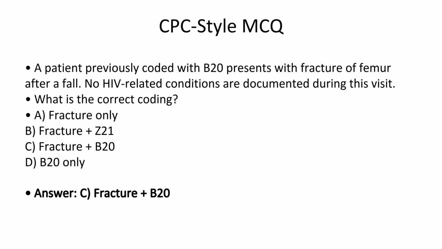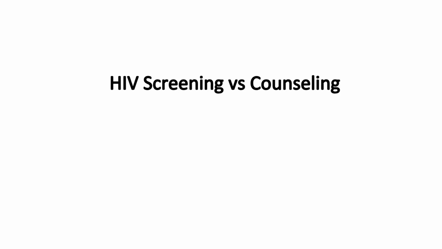In this question, the patient has a past history of AIDS, so B20 must still be assigned. The current visit is for fracture, so fracture will be coded as the principal diagnosis. B20 will be coded as secondary diagnosis. So the correct answer is C, fracture plus B20.